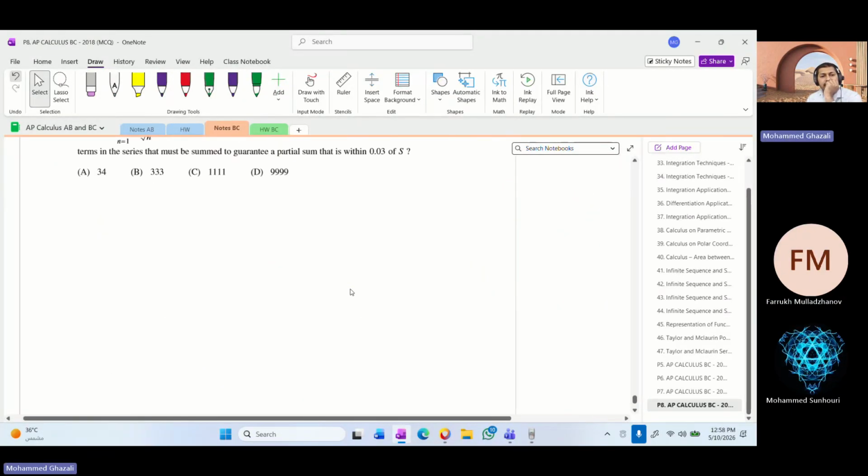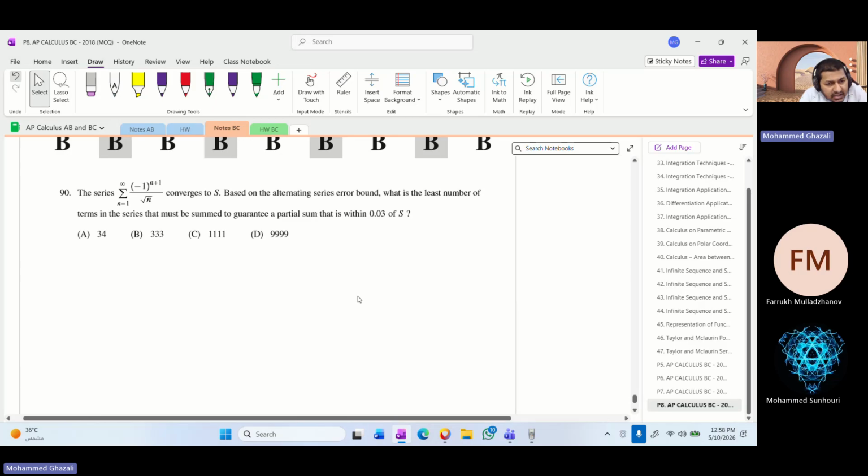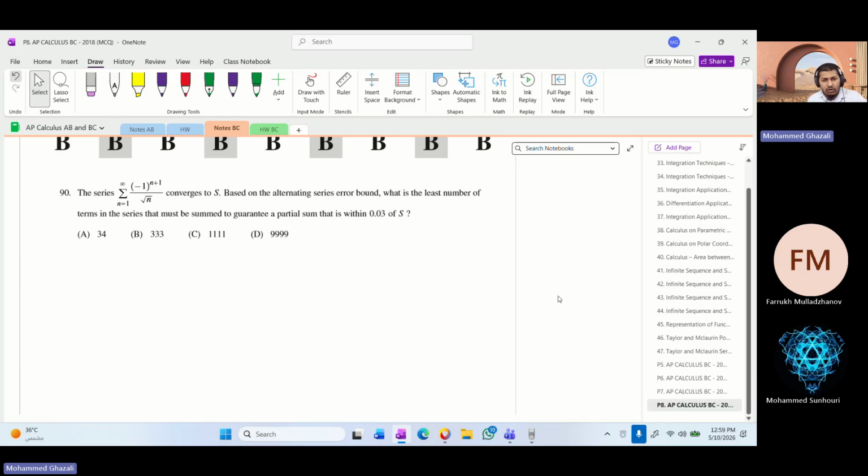Last question. The series negative 1 to the power n plus 1 converges to s based on the alternating series error bound. What is the least number of terms in the series that must be summed to guarantee a partial sum that is within 0.03 of s? So basically within the error of 0.03.